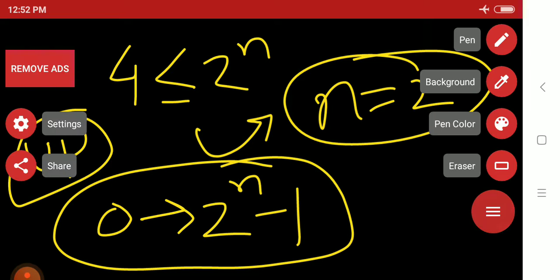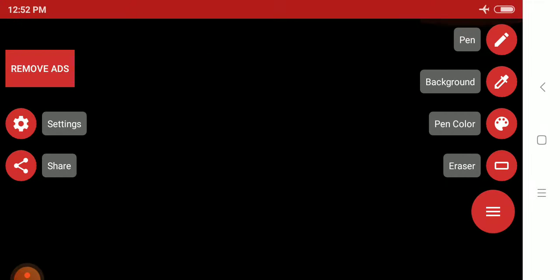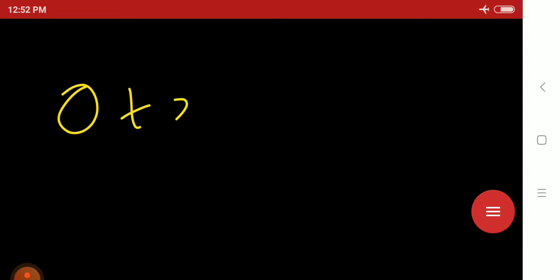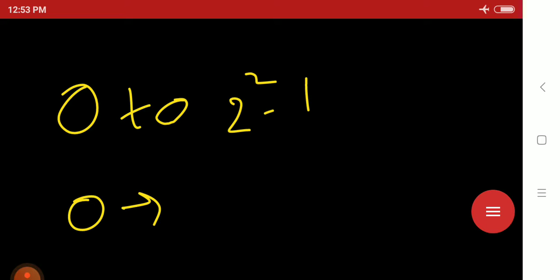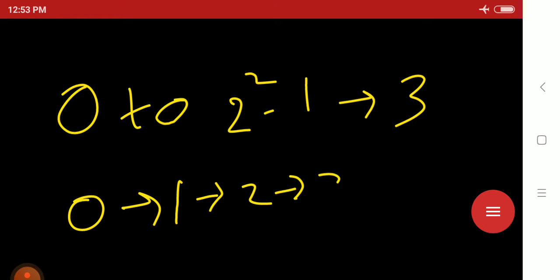That means here the clock pulse will be counted 0 to 2 square minus 1. That means 0 to 3, since 2 square means 4, minus 1. That means 0, 1, 2, 3.